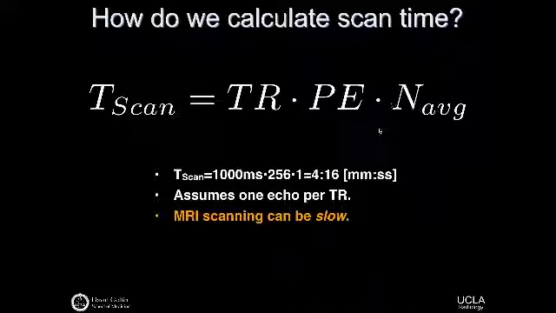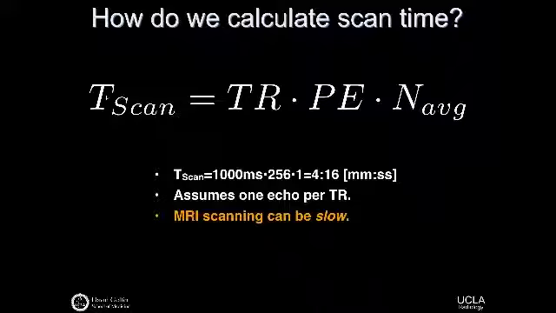And another thing that we can add on here is what we call averages. So for some protocols, you might get all of your lines of k-space, but your image quality is still poor. And so you might repeat everything again, and we call that an average. And we might get two averages or four averages. But every time we repeat the experiment, we're obviously increasing our total scan time. So let's look at some numbers.